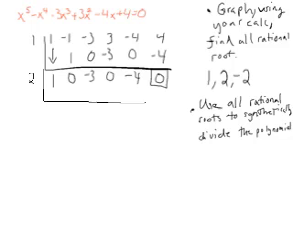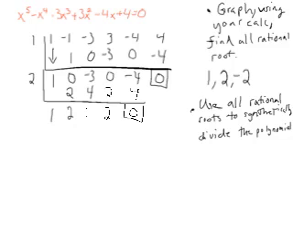Here's the next one, 2. So I bring down the 1, and now I'm multiplying these by 2. So 1 times 2 is 2. 0 plus 2 is 2. 2 times 2 is 4. Then I have -3 plus 4 is 1. 1 times 2 is 2. 0 plus 2 is 2. 2 times 2 is 4. -4 plus 4 is 0. Again, there's my remainder 0 that I'm looking for.